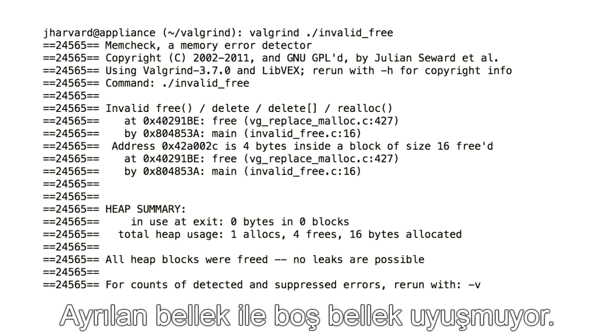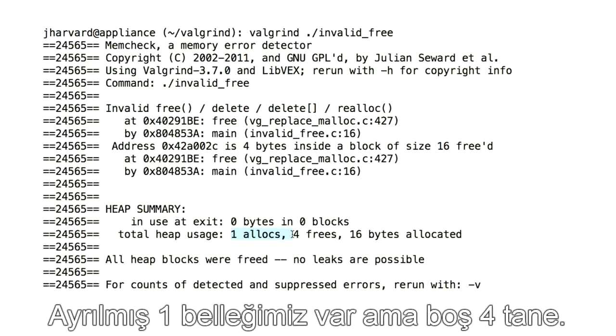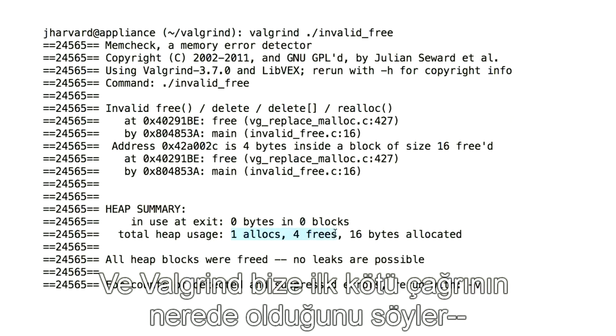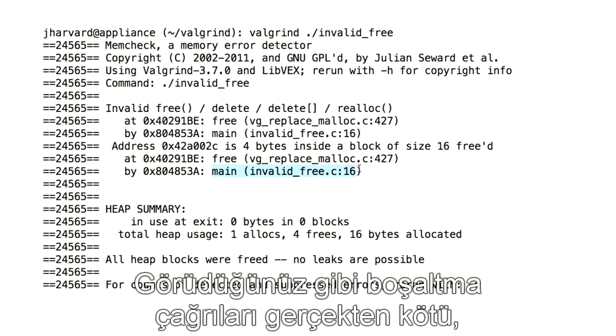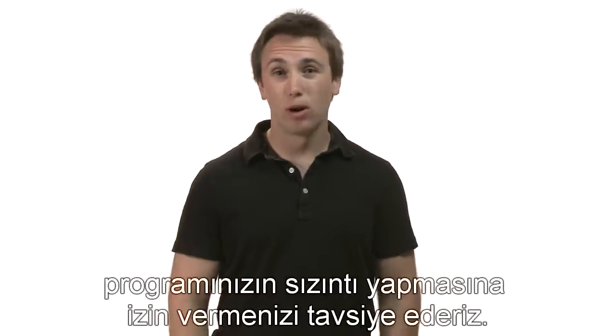The alloc and free counts don't match up. We've got 1 alloc and 4 frees. And Valgrind also tells us where the first bad free call, the one that triggered the blowup, is coming from. Line 16.